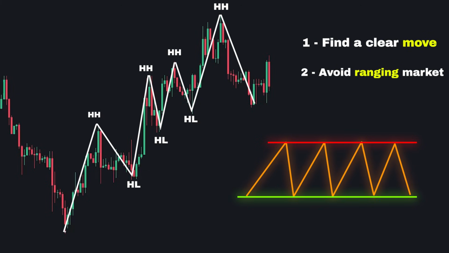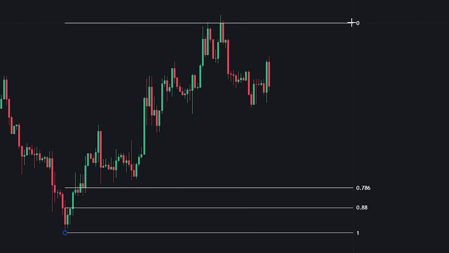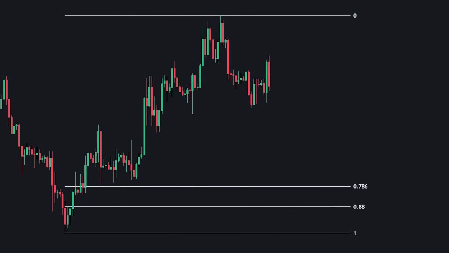Avoid ranging markets, because in sideways conditions, most tools and indicators will fail. Once we identify a clean swing high and swing low, we apply the Fibonacci tool with these custom levels. Then we simply wait for price to correct into these deeper zones and prepare for entry.